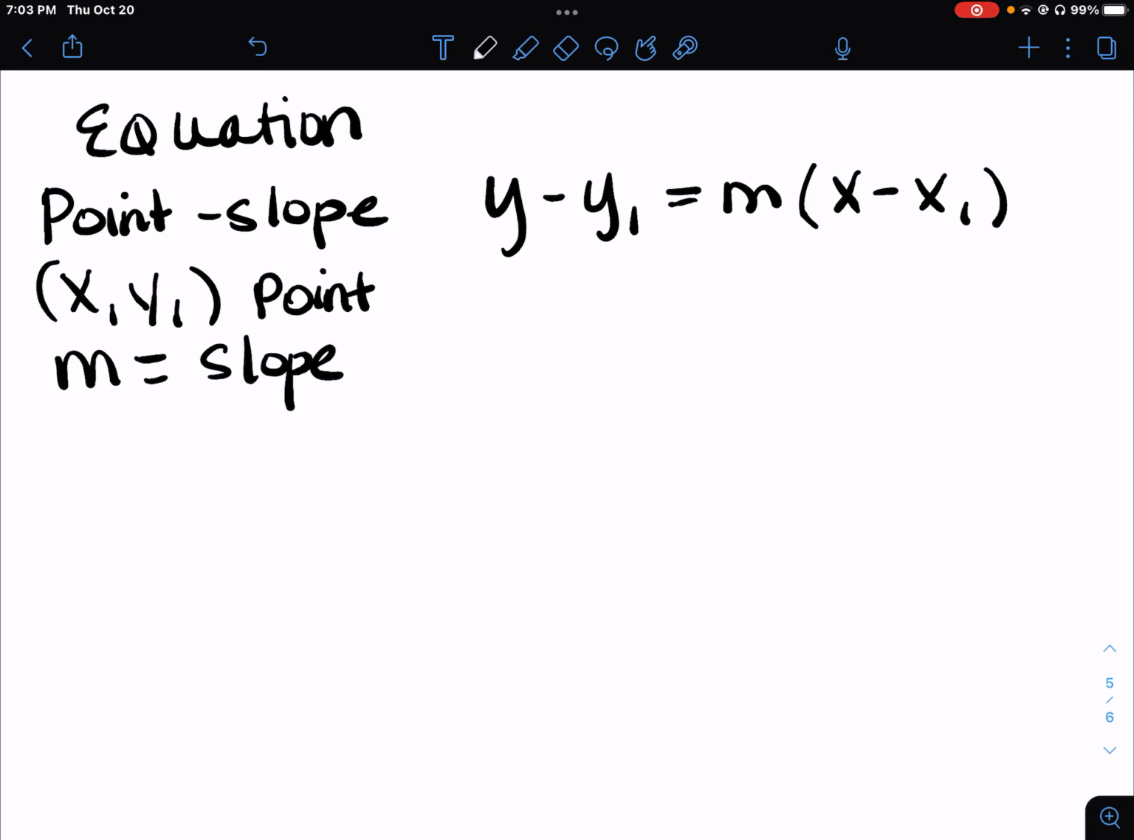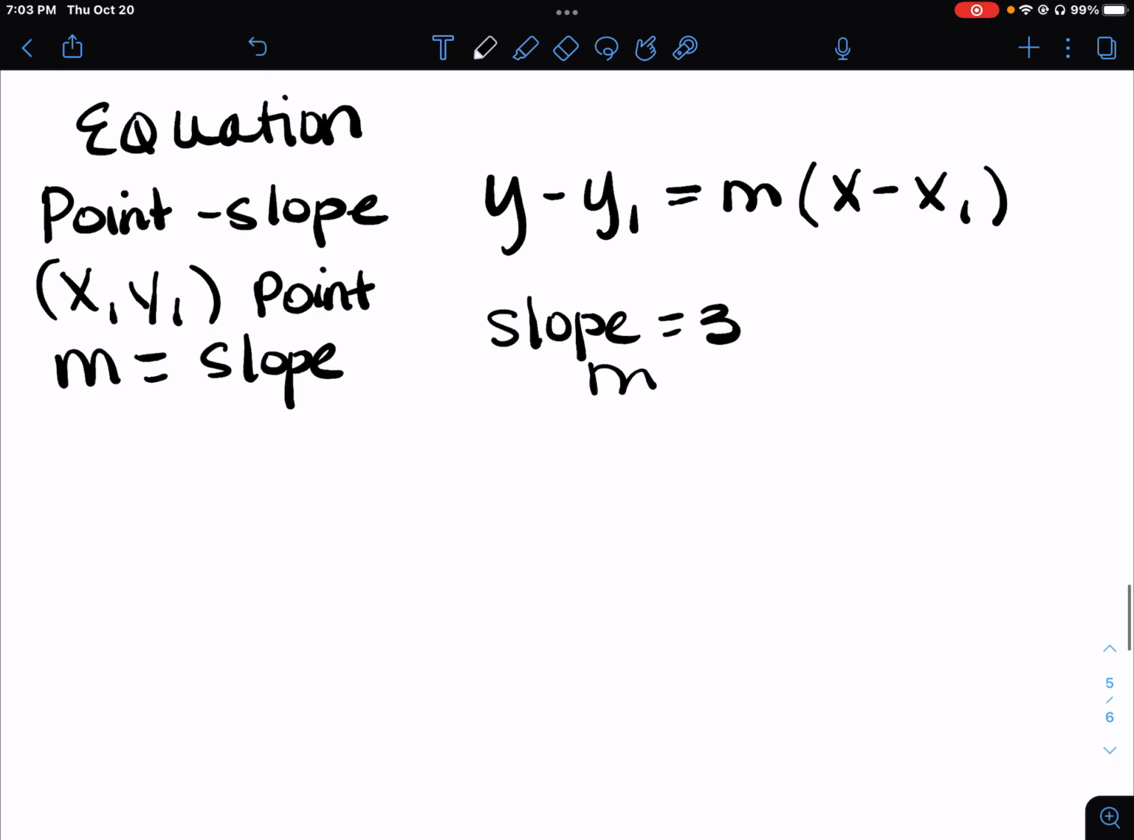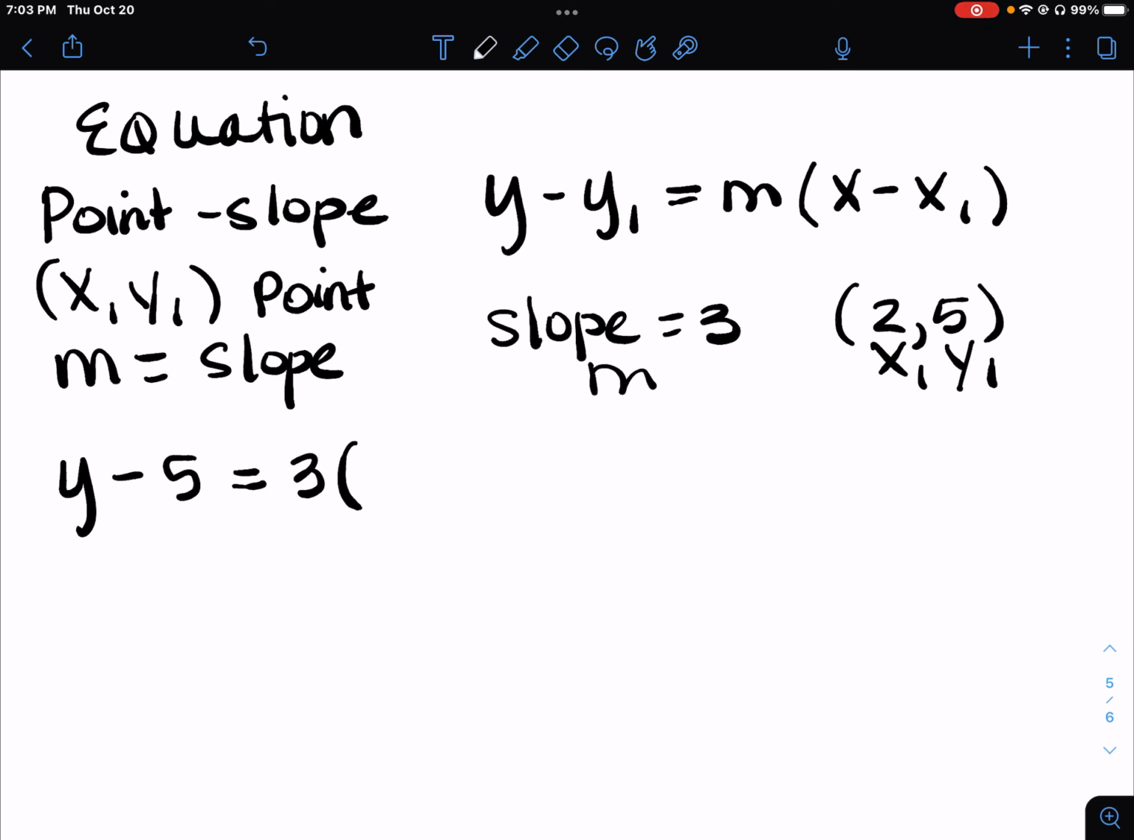Okay, so example 1, write the equation of the line with a slope of 3, so that's m, that goes through the point 2, 5, so that's x1 and y1. Okay, so we're just going to plug in those three numbers. y minus y1 is 5, m is 3, x minus x1 is 2. Okay, that's called the point slope form.